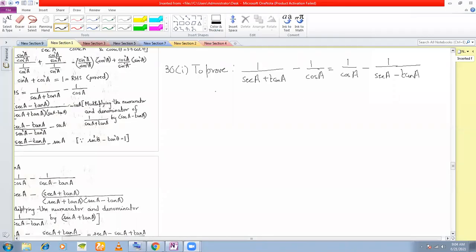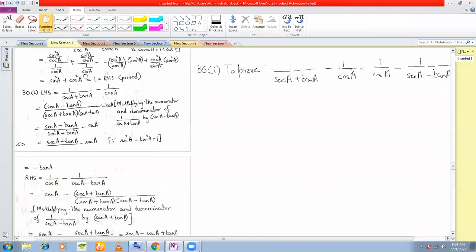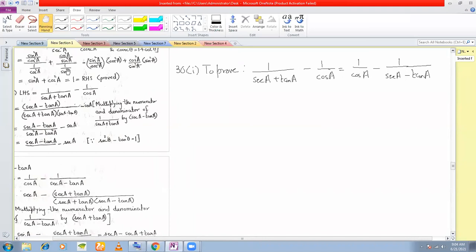In order to start with this sum, in the notes, if you see, I have worked this out by multiplying the numerator and denominator by sec a plus tan a. Why did I do it? I did it because I knew that sec square a minus tan square a is equal to 1. That is why I multiplied the numerator by sec a minus tan a, so that I can get sec square a minus tan square a.